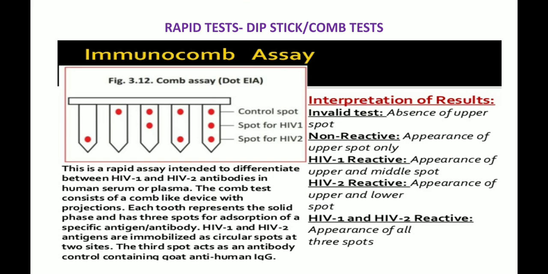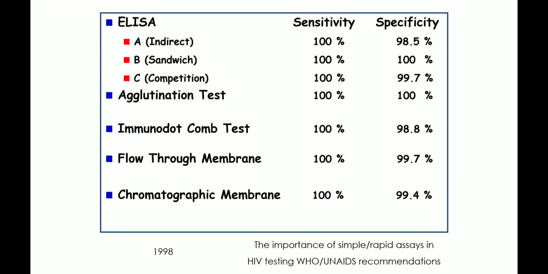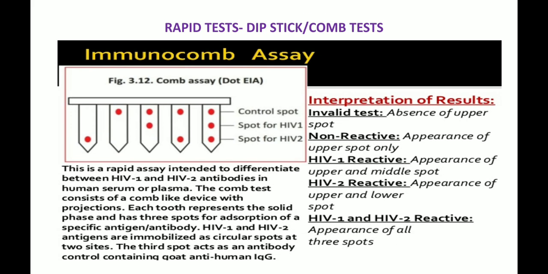Now we come to what is called the dipstick or the immunocomb assay. The immunocomb assay is a rapid assay where you are trying to differentiate between HIV-1 and HIV-2 antibodies in human serum or plasma. Basically, this comb is called so because of its comb-like device and these projections. Yes, you can see the projections here. So these are what are called the combs.